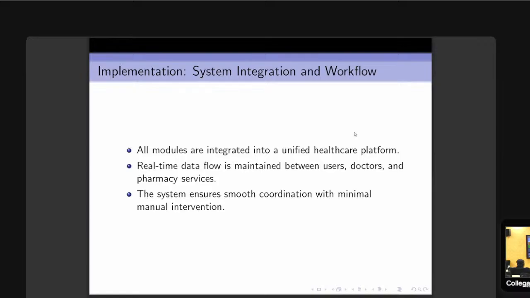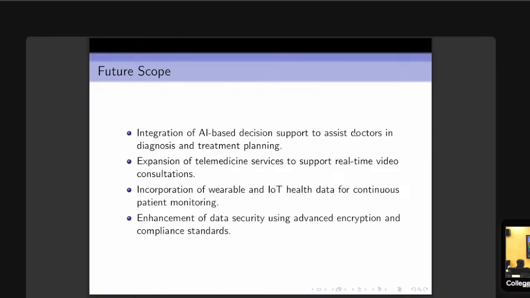These modules are users, doctors, and pharmacies. Manual intervention is minimized, which improves the efficiency and the reliability of the system. And the future scope: future enhancements include AI-based decision support for doctors, real-time video consultation, and integration of wearable health devices and advanced security mechanisms.